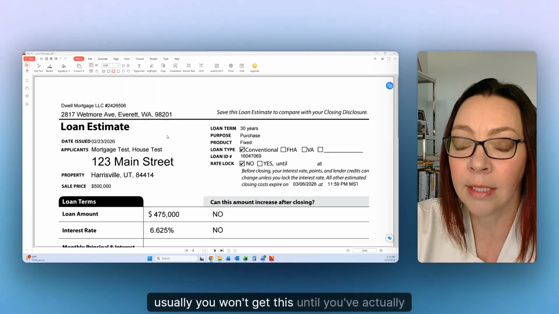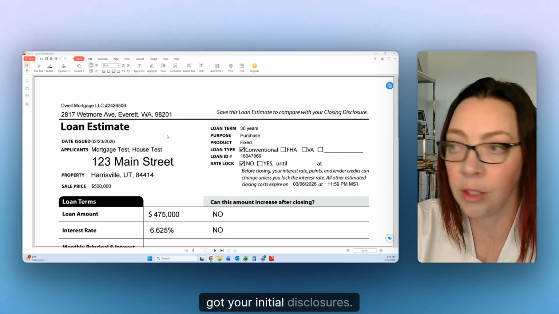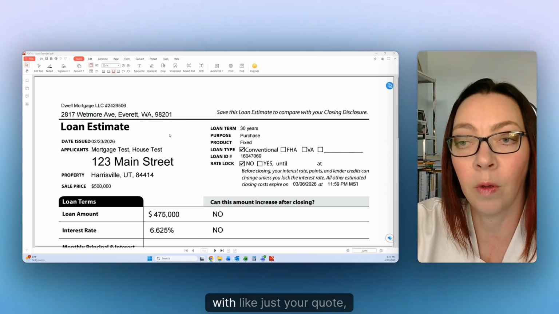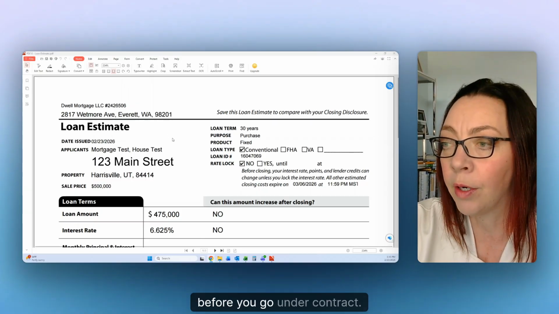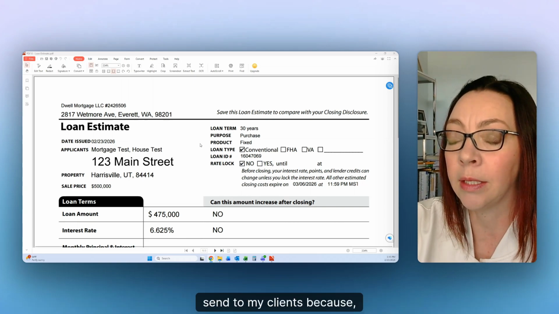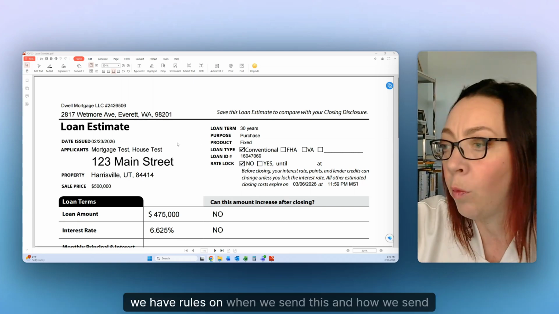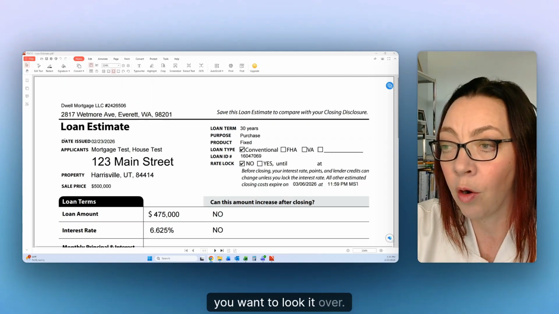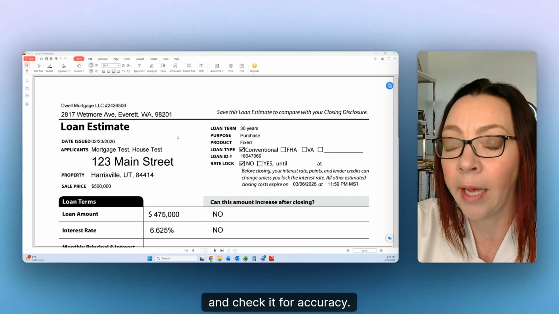Usually you won't get this until you've actually got your initial disclosures. You might see a different format from your lender with just your quote before you go under contract. So this part usually looks different than what I send to my clients because we have rules on when we send this and how we send this, etc. This is the first page. You want to look it over and check it for accuracy.